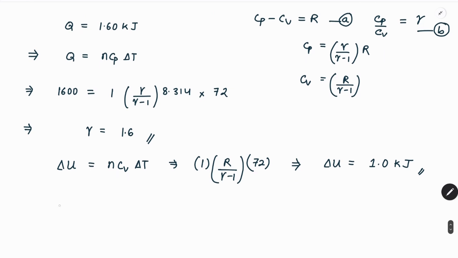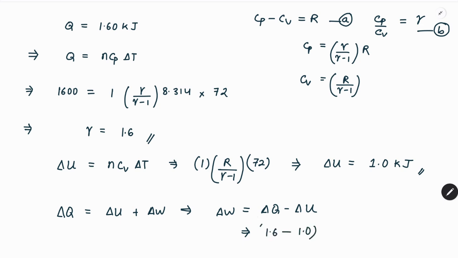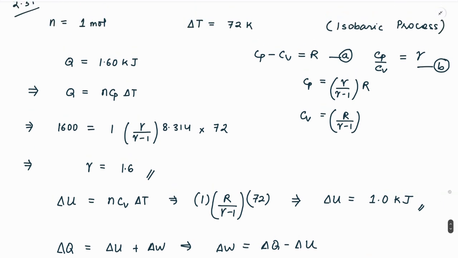Now if we apply the first law of thermodynamics, that is dQ equals dU plus dW, we can solve for the work done. The work done can be written as delta Q minus delta U, which is equal to 1.6 minus 1 kilojoule, that is 0.6 kilojoule. So these are the aspects which were discussed in the problem. The problem number was 2.31 of the Irodov series.